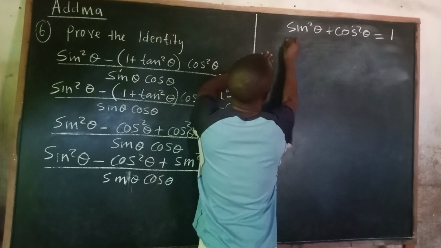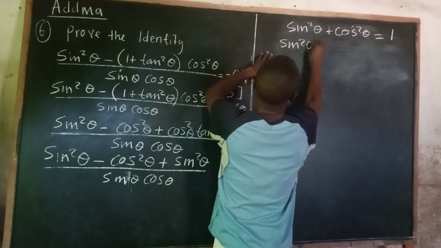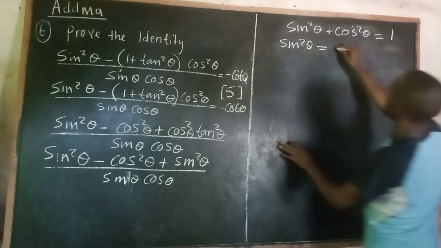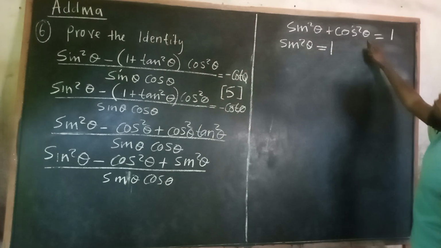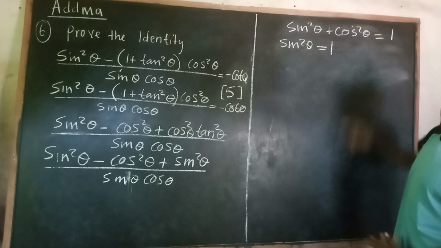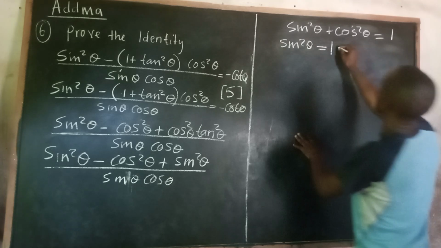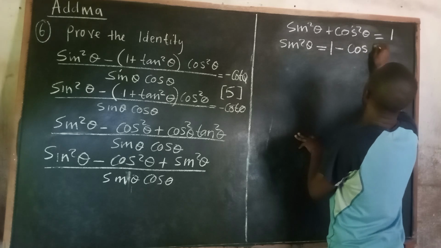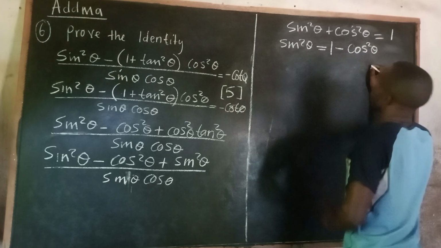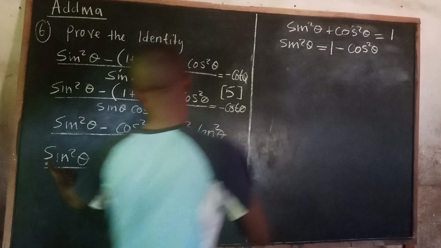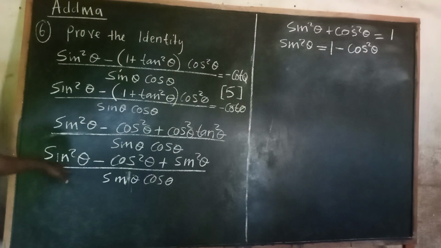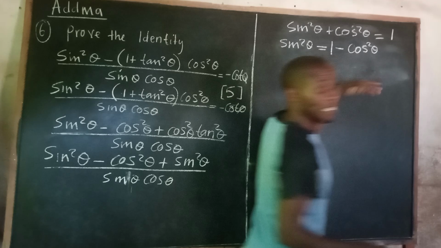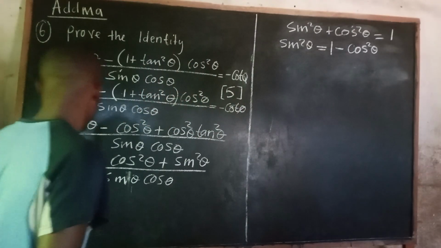So we are going to say sine theta squared is equals to, here we have a 1, so we are going to write 1. This cos theta squared will cross an equal sign and it will become a what? A negative. This is positive, so it will be negative cos theta squared. Okay, so now where there is sine theta squared, we are going to put 1 minus cos theta squared. That is what we are going to do.